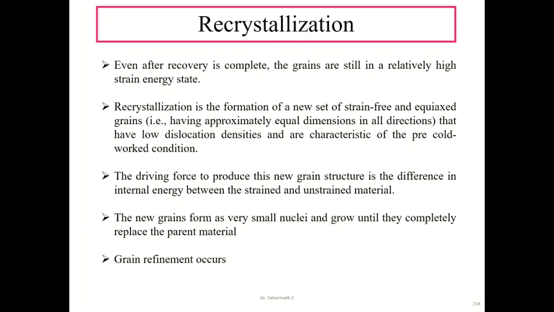The driving force to produce this new grain structure is the difference in internal energy between the strained and unstrained material. The new grains form as very small nuclei and grow until they completely replace the parent material. So a new set of strain-free grains is formed and grain refinement occurs.